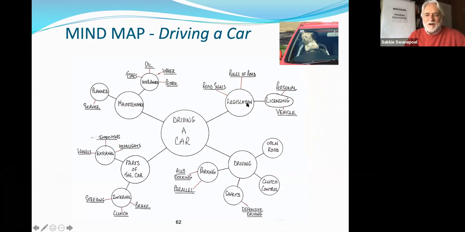And you know, I'm sure you can add to this mind map. It doesn't really cover everything that it's supposed to cover. Let's look at maintenance. Nobody mentioned maintenance, planned maintenance, unplanned maintenance. We need to check the air in the tires, the oil, the water, the petrol, or the fuel, parts of the car, external, internal. External, you've got the wheels and the indicators, the headlights, internal steering, clutch, brake, etc., etc. And then driving the car, I guess the first thing is clutch control, then parking, alley docking, parallel, and I think there's some more parking techniques here that I left out, and then safety.